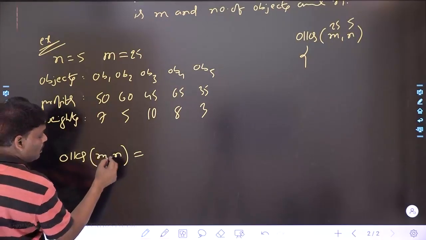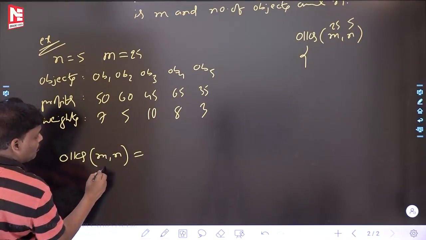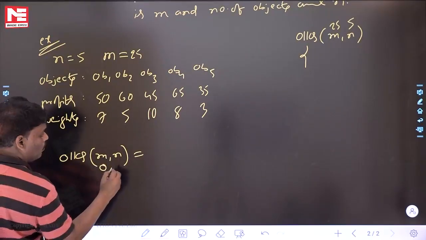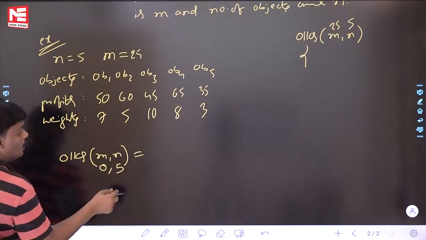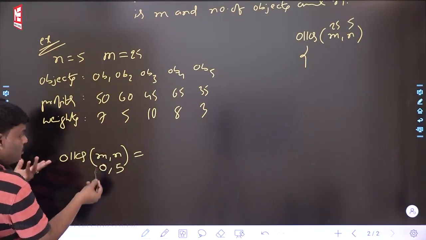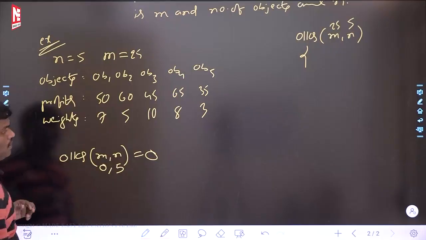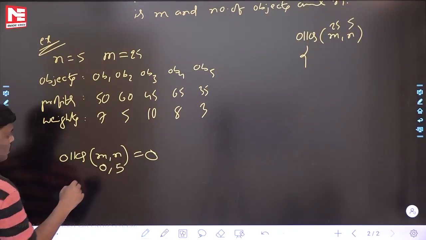Capacity of the knapsack m, number of objects 5. Suppose the capacity of the knapsack is 0 and the number of objects is 5. What is the meaning? Objects are there, but capacity of the knapsack is not there. So you will get 0 profit. It is the termination.